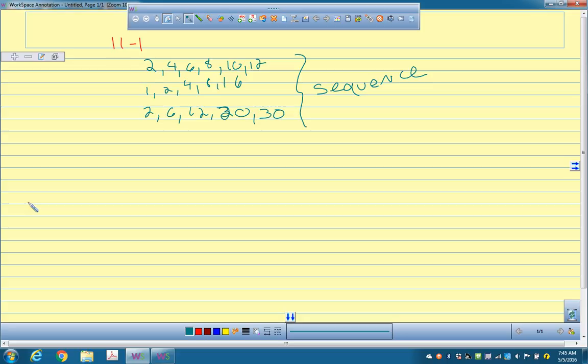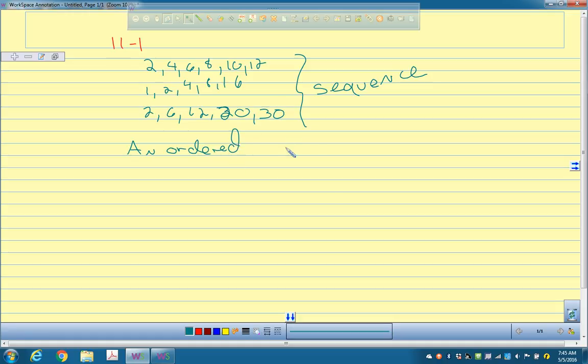So a sequence is, you might want to write this down, an ordered list of numbers.